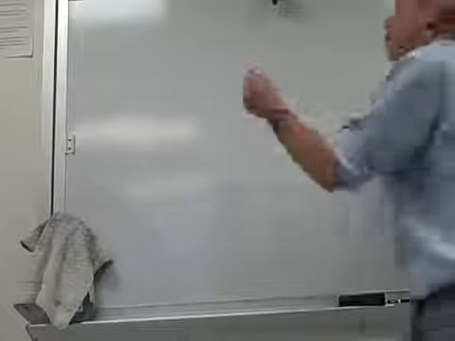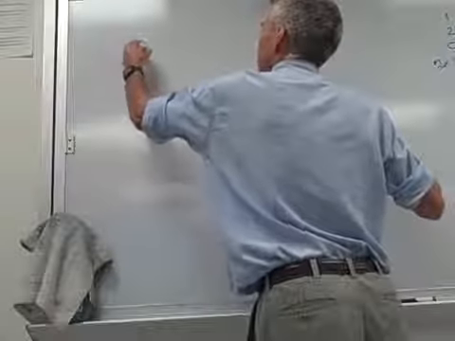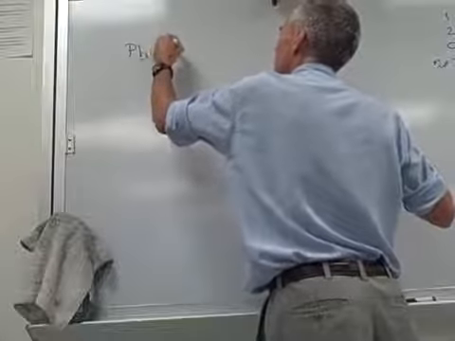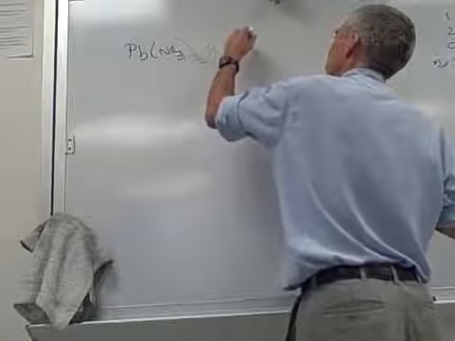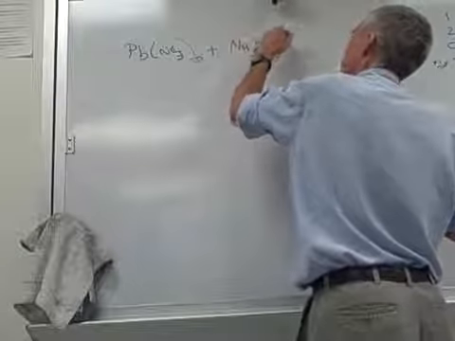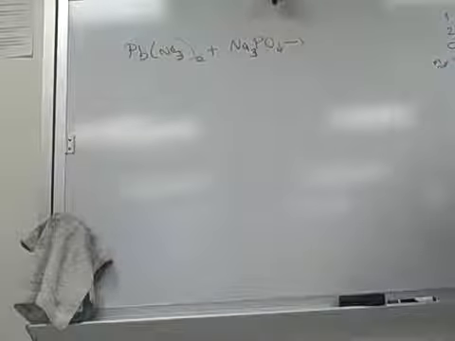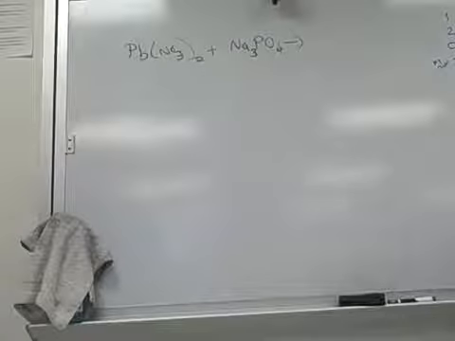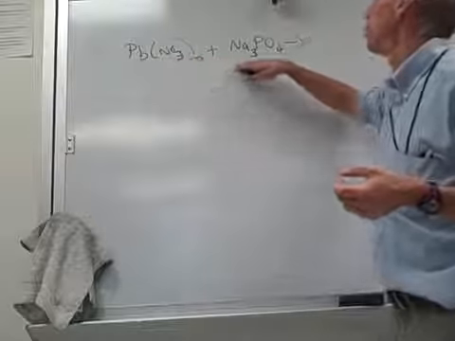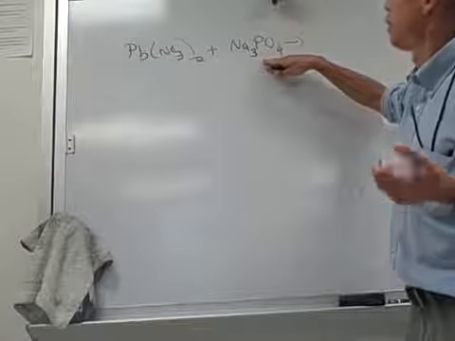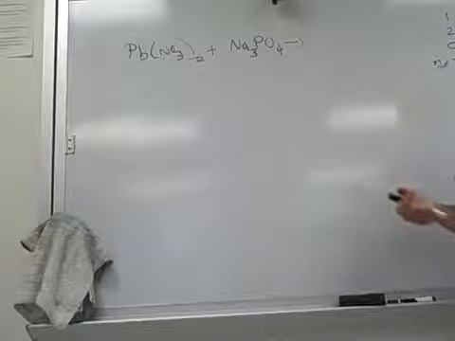So what do you have? You have lead nitrate, Pb(NO3)2, and sodium phosphate. We're going to react them. What could react with what? Lead's already been together with nitrate. Sodium's already been together with phosphate. What could react with what?